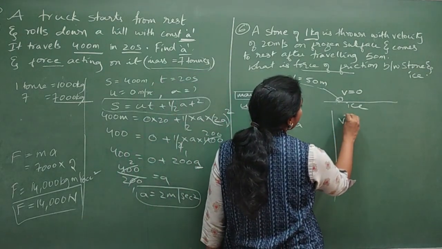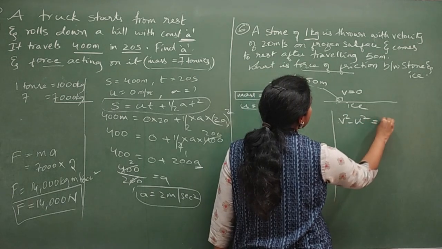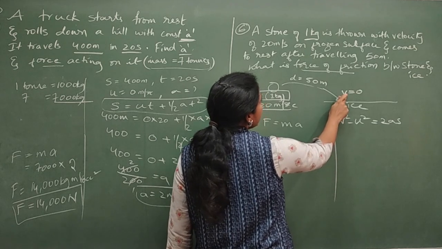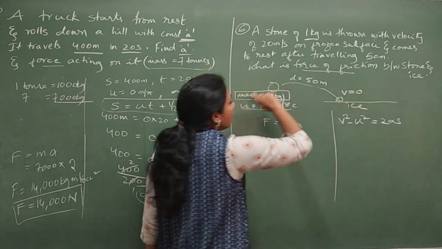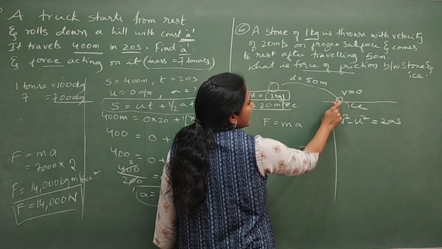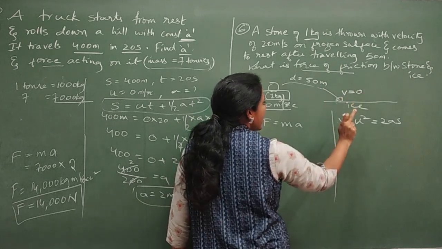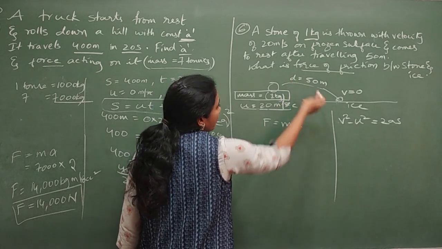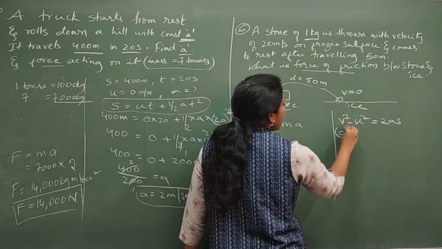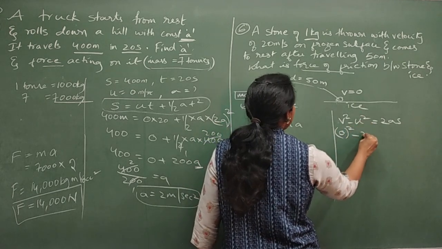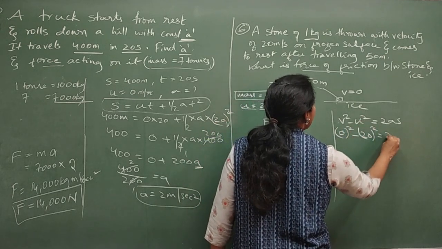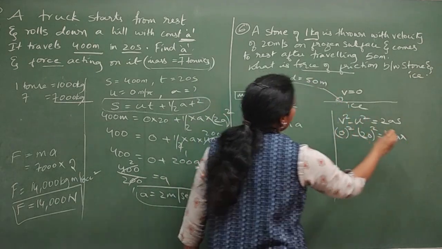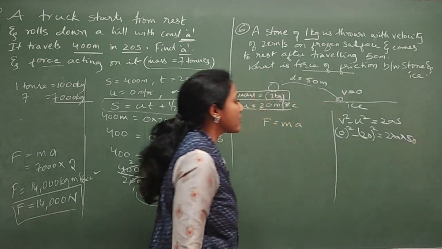We can select v square minus u square is equal to 2as, isn't it? So v is the final velocity. Final velocity is how much? It's actually 0, because once you have thrown a ball, they said it came to rest. So final velocity is 0. Initial velocity is 20 meter per second, right? Distance is 50 meters. So v square is 0 square, minus u square, 20 square, is equal to 2 into a, which is what we have to find, into distance. Distance is how much? Distance is 50 meters, right?